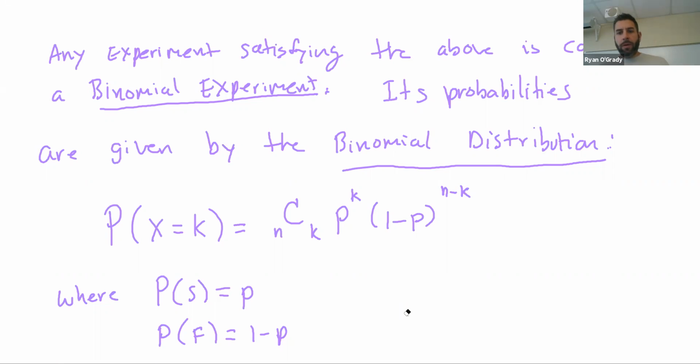And by the way, another way to write this, if you don't want to use that choose symbol, you can remember what this equals. This is n factorial over n minus k factorial times k factorial, yikes, p to the power k, 1 minus p to the n minus k.